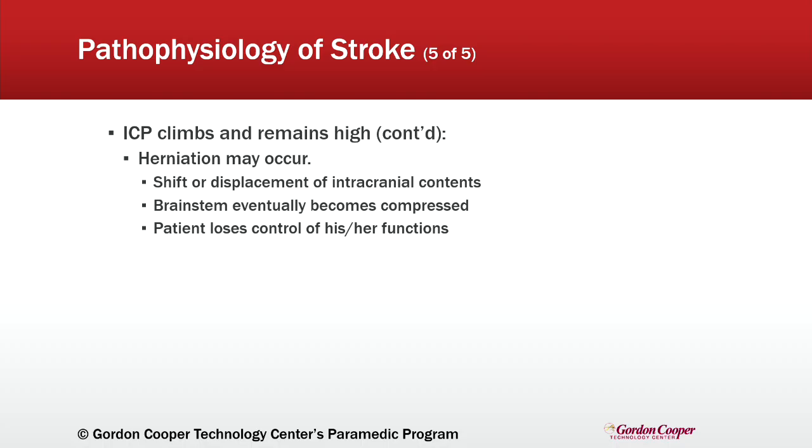So what happens when things continue to climb and grow out of proportions? A herniation may occur. This involves a shift in the intracranial contents within the cranial vault, or a displacement toward the foramen magnum, which can ultimately compress the brainstem, leading to a loss of control over autonomic functions, respirations, heart rate, blood pressure, all of those kinds of things.